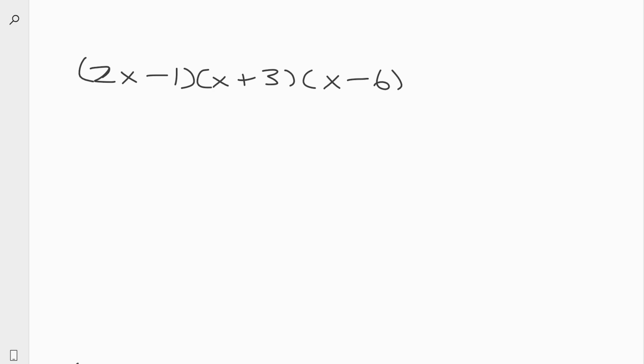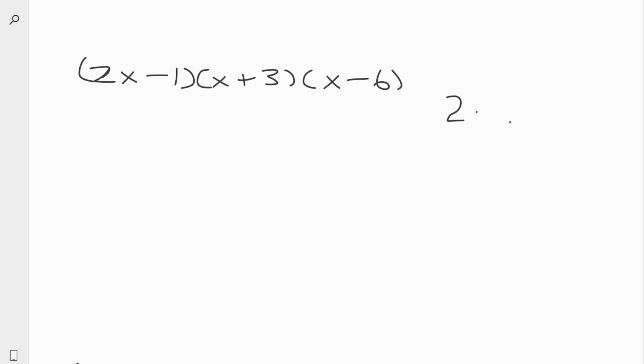So here you have 2x minus 1 times x plus 3 times x minus 6. Oh no, we don't have 2 binomials. We have 3 binomials. Now you're probably a bit scared. But we'll proceed as you would with regular arithmetic. For example, if I have 2 times 3 times 6, what do you do first? Well, you could multiply the first 2 together, 2 times 3, that's equal to 6. And you just do 6 times 6, which is equal to 36. That is exactly what we're going to do in this problem.